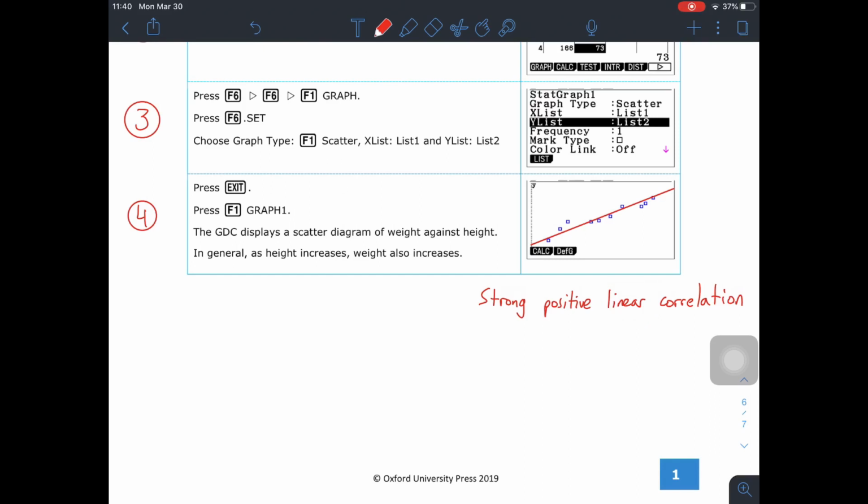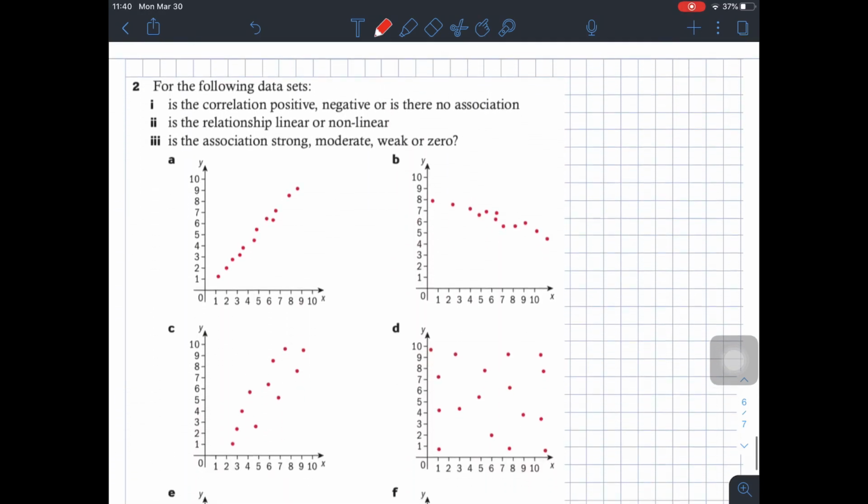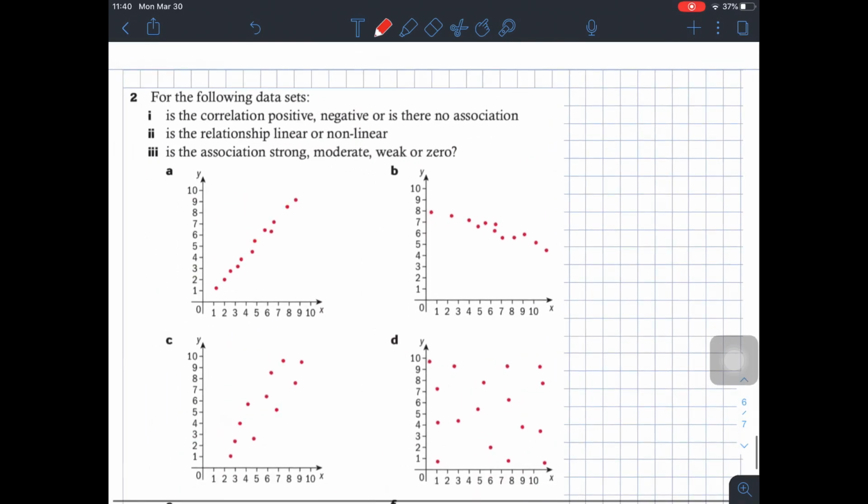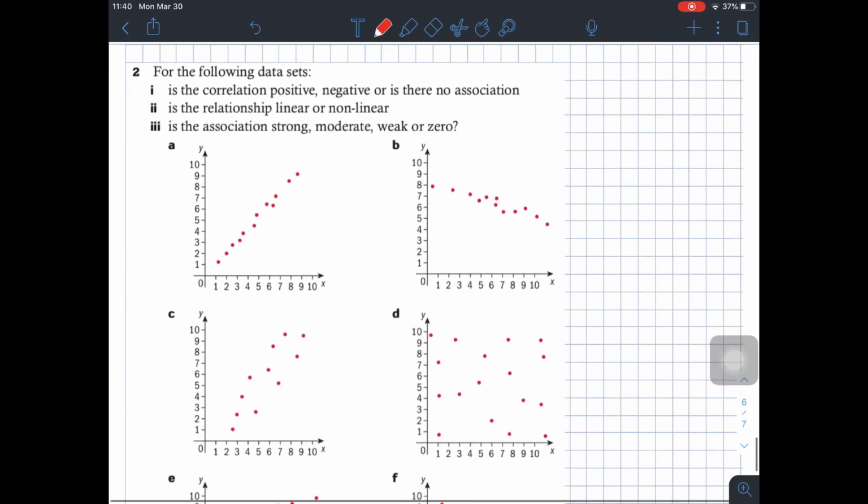Okay? So let's do one last exercise in which we're going to practice this, and then that's it for this class. It says, for the following data sets, is a correlation positive, negative, or there is no association? So that's the first part. The second part, is a relationship linear or non-linear? And number 3, is the association strong, moderate, weak, or 0? Okay, so those are the 3 main characteristics you should always identify for determining the correlation between 2 sets of data. So let's see the first one.